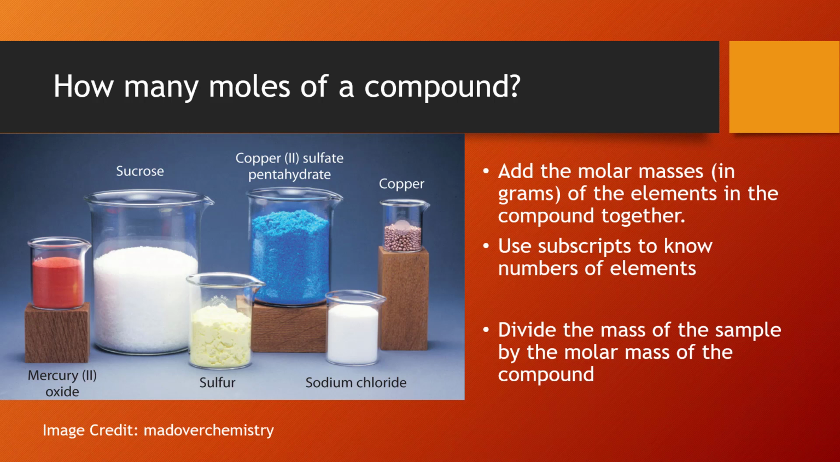So you see how that can get pretty complicated, and that's why there's so much of that in the little jar there. So using the subscripts helps you to know the number of elements. Remember that copper 2 sulfate, that SO3 means there are 3 oxygens present in each one of those compounds. And then you divide the mass of the sample, so weigh that out, by the molar mass of the compound. And of course, what you see here is 1 full mole of copper 2 sulfate pentahydrate.